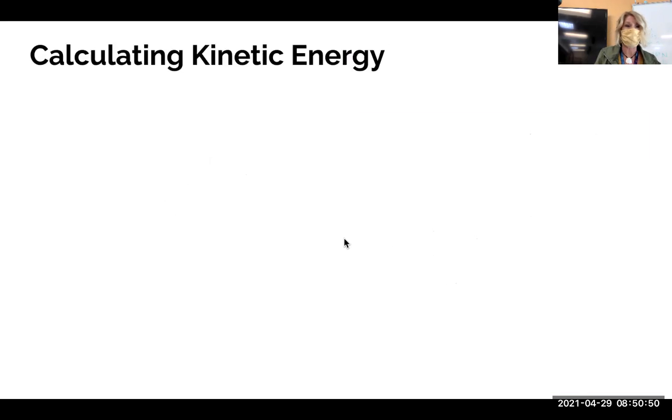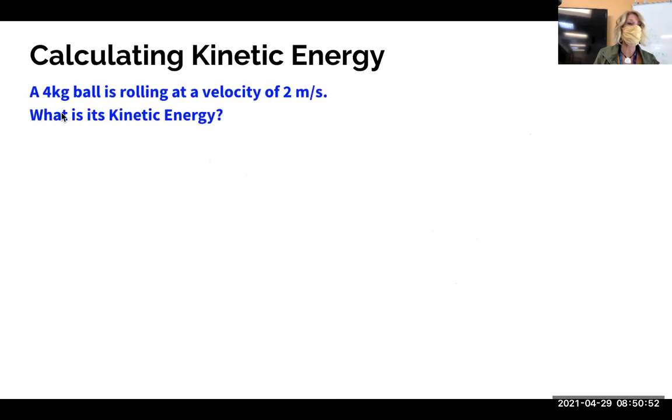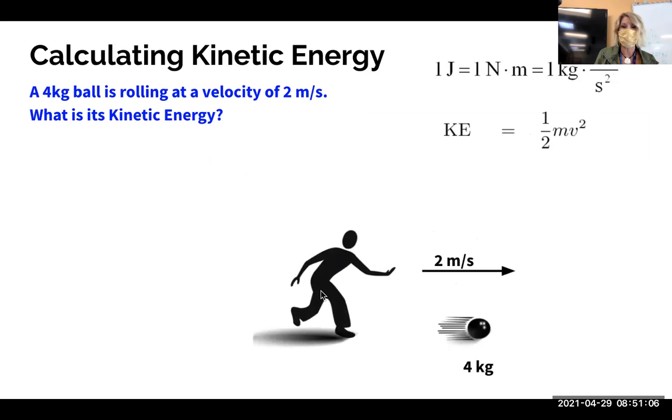So let's do a practice problem. We have a 4 kilogram ball rolling at a velocity of 2 meters per second, and we want to know what is its kinetic energy. So we have our unit conversion, right? A joule is equal to 1 kilogram times a meter squared over a second squared. And here's our formula. So the DILPSAU steps require us to do a drawing. So here's my drawing, and I've listed out my variables, which I have color coded to match my formula, so you can see where the values are getting plugged in.